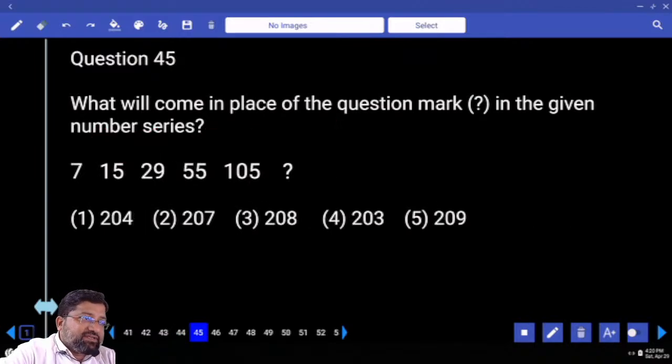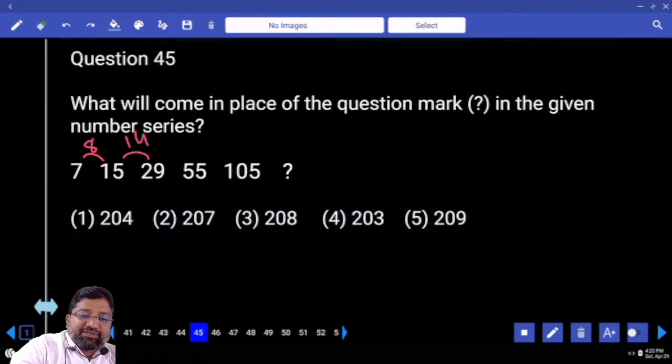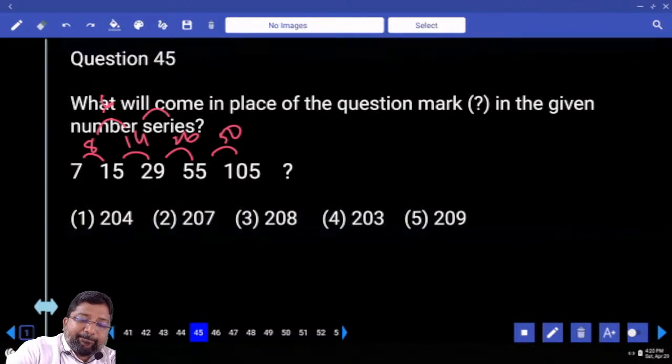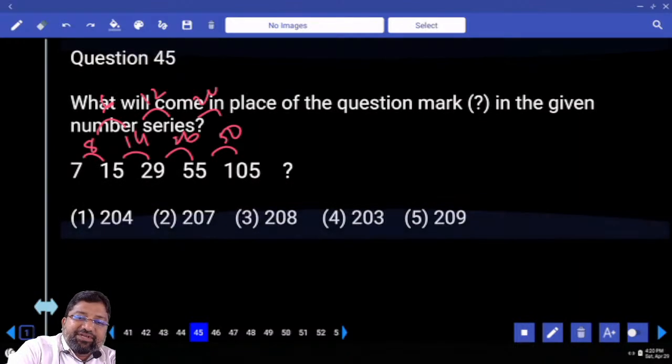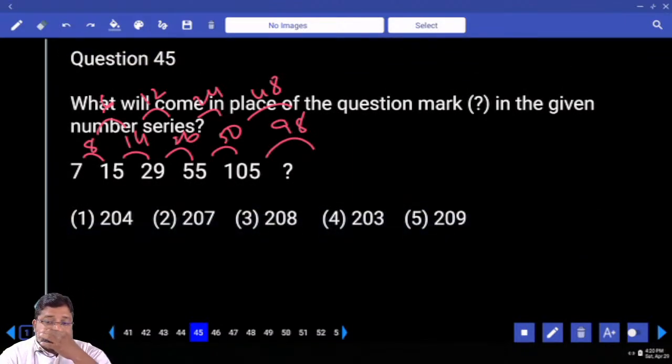Increasing or decreasing? Increasing. Huge or gradual? Gradual. I'll go with the differences. How much is the difference here? 8. How much is this? 14. How much is this? 26. How much is this? 50. 8, 14, 26, 50: this isn't making sense. So we'll go for difference of difference. How much is this? 6, 12, 24. Next is 48, so the answer is 98. Clear? So we are done with the clock paper.